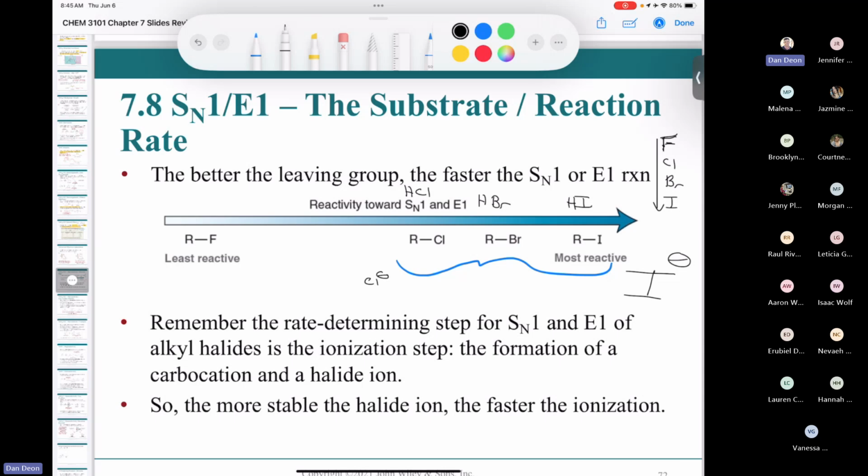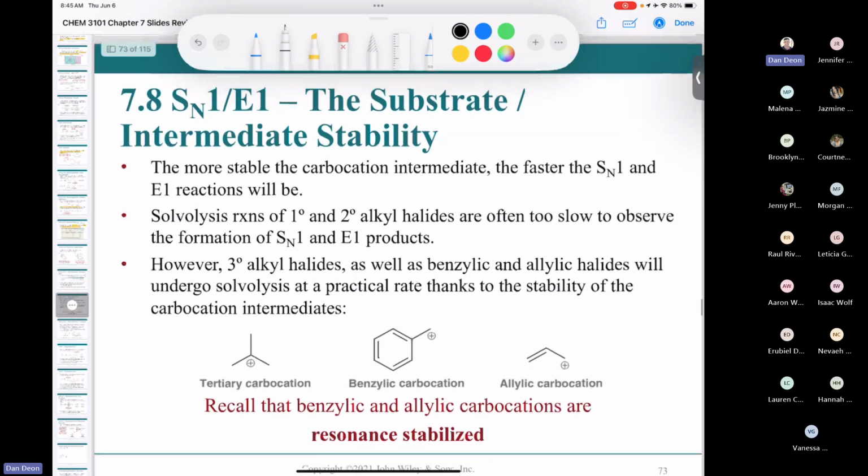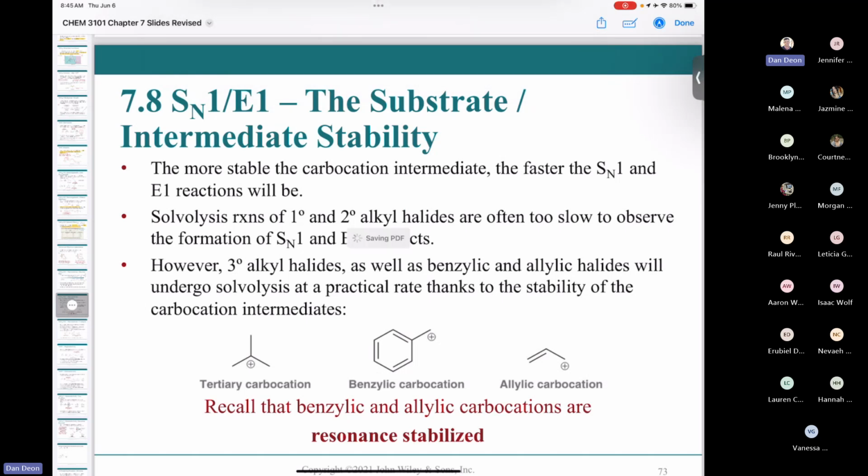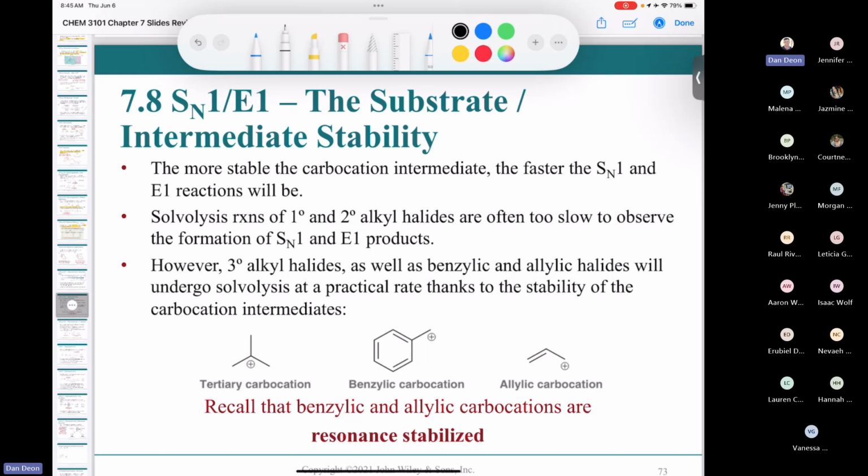Anyhow, let's move on from there and talk about the stability of the substrate, because we talked about tertiary carbocations as being stable, but we also talked about benzylic carbocations and allylic carbocations. So follow along with me here. I'll just go through the slide with you. It says, the more stable the carbocation that's formed, the faster your SN1 is going to be. The rate determining step is the formation of the carbocation. So the lower energy it is, the faster the reaction goes.